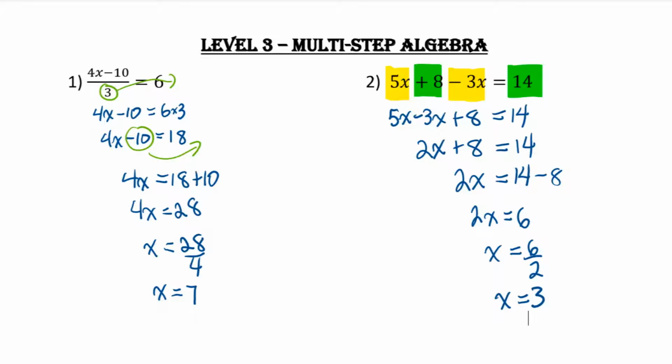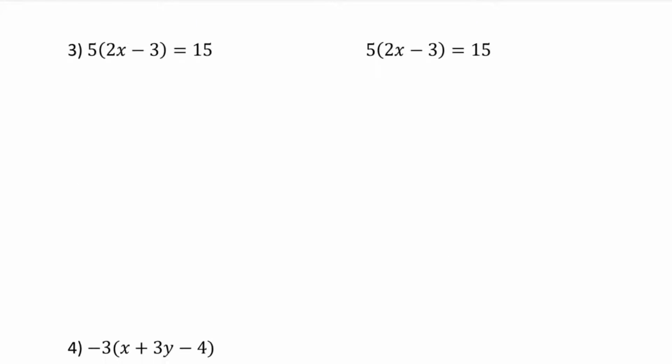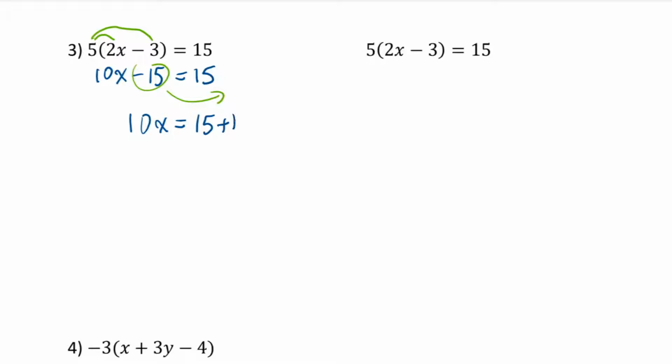Easy peasy. Let's go. Number 3. Here we've got some brackets to deal with. I'm going to do this in two different ways. The first way, I'm going to actually distribute this 5 through the brackets. This is going to result in a 10x minus 15. Now I've got to bring this 15 over. So I'm going to bring this guy over. So I get 15 plus 15, resulting in 30. Divide that 10 on both sides.